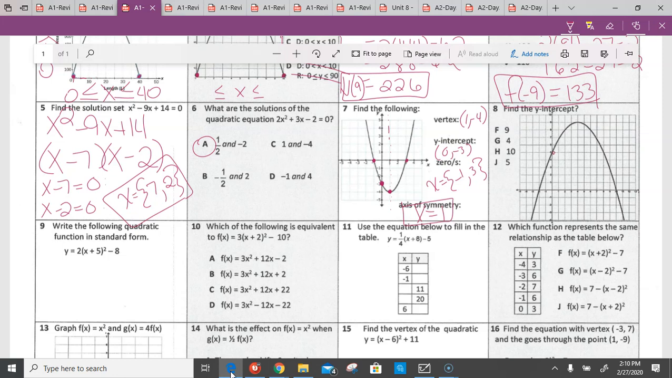All right, find the y-intercept for number 8. That's wherever your graph hits the y-axis. That's right here at +5. Next, number 9.